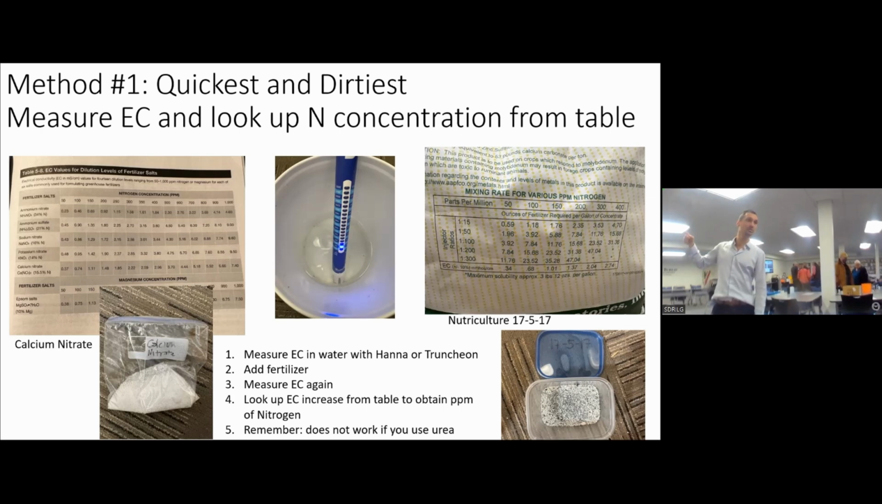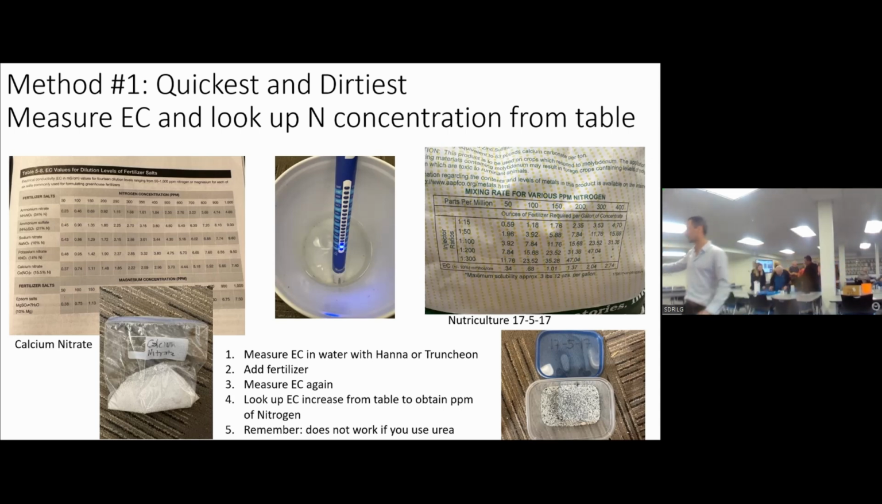And on the left, I put a page from the book that gives you the electrical conductivity for various common fertilizers, and we're using calcium nitrate, which is a very common one. On the right-hand side, I put a similar table for that particular 17-5-17 that is made by the manufacturer. So you cannot use any table. You need to get the table for that particular fertilizer. But then it's very quick, right?